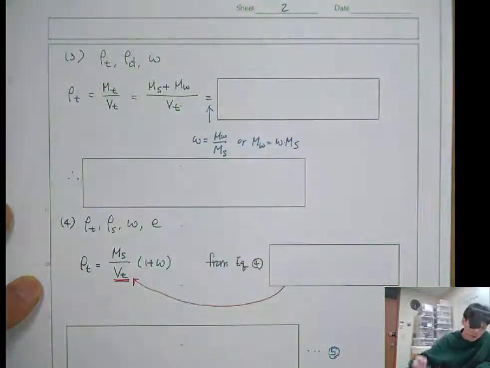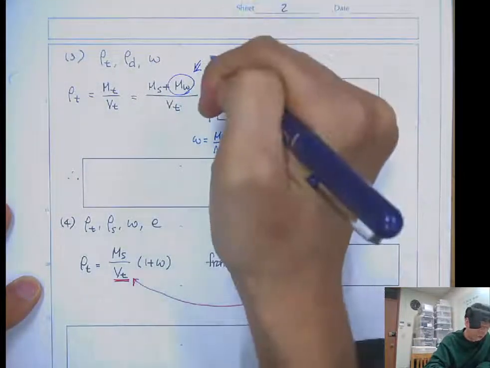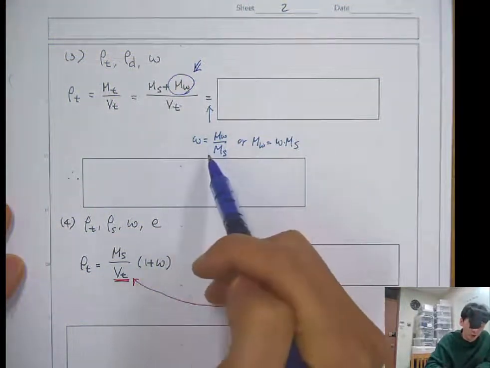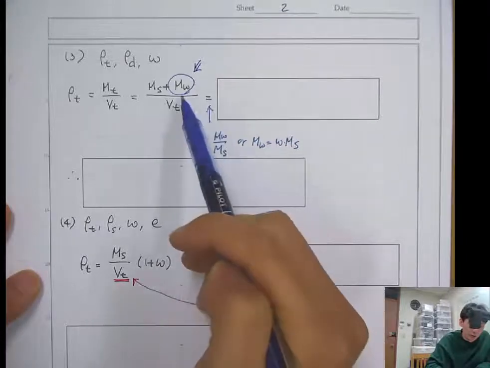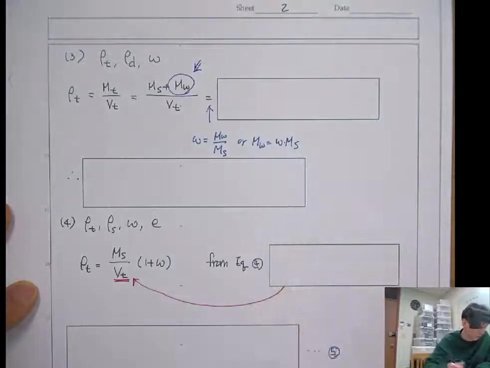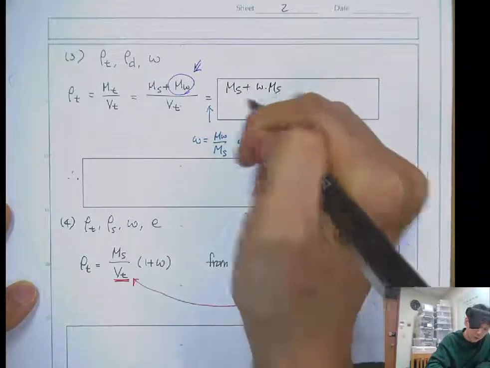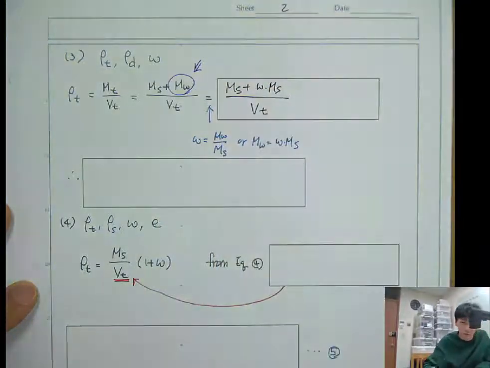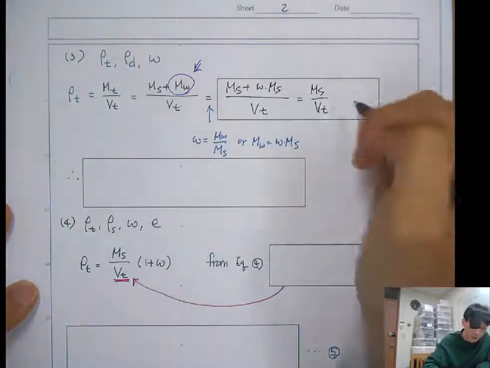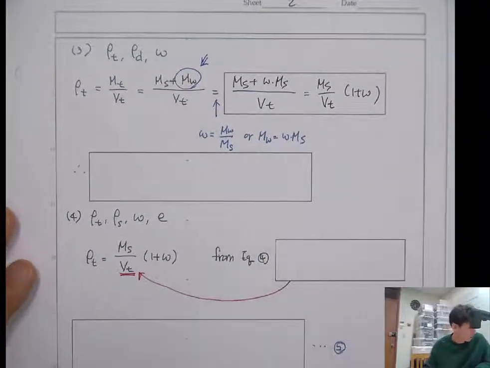And we can replace this one, it's already said in here, right? So using the water content, we can replace Mw, the water mass, with the solid mass times water content. So then Ms plus w Ms over Vt. So then we can take out the Ms, and in its place we have 1 plus w left.